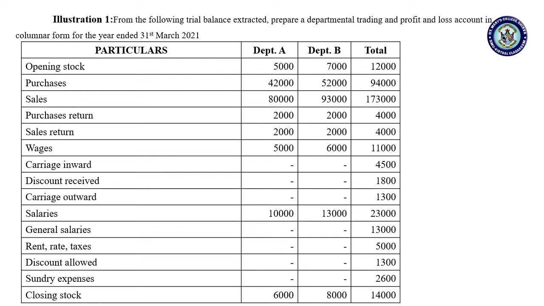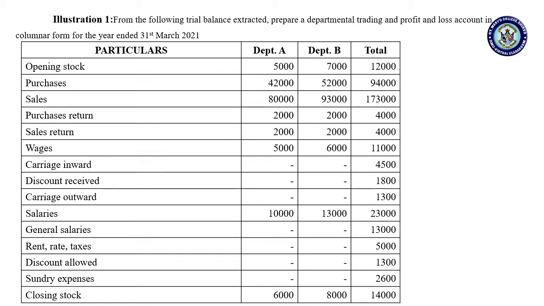Same thing you have to apply for the sales return also. Sales return you have to deduct from sales. The net sale value you should record in the amount column. Sales less sales return, the net figure in the outer column, that is in the amount column. So purchase return and sales return, trading item.